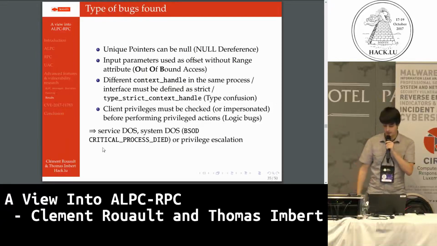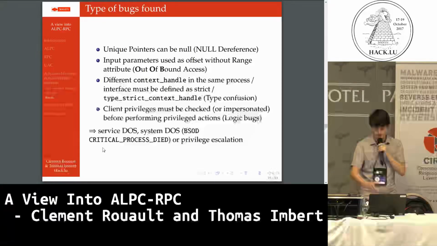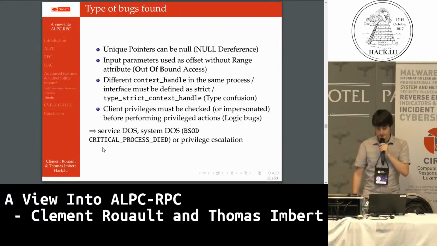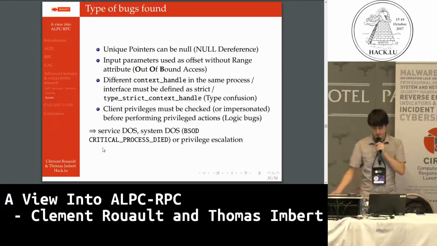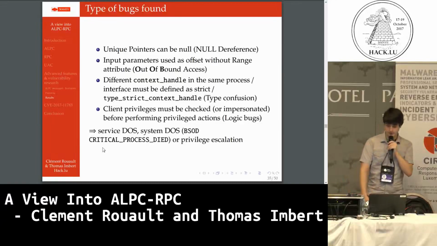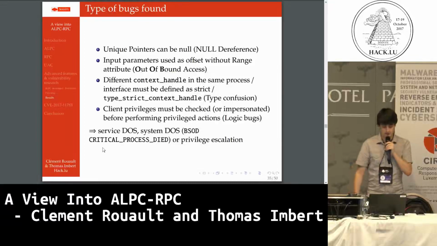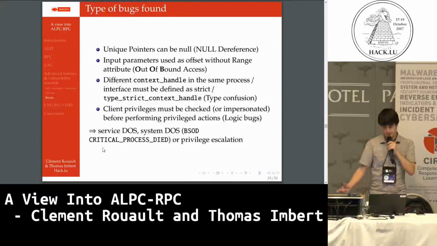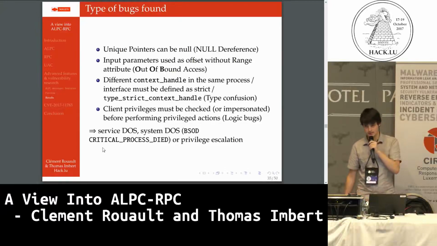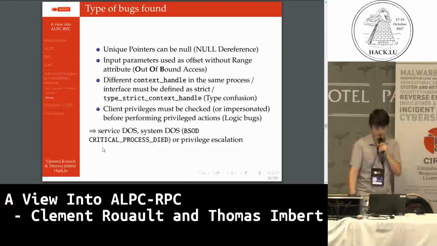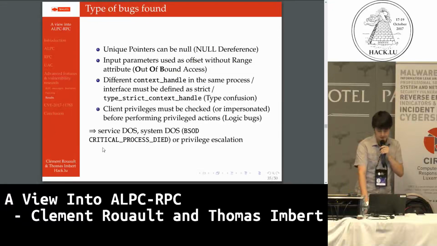Microsoft has a way to fix it using type strict context handle. And we also found some logical bugs because the client privileges were not checked. All of these bugs can lead to service DoS, so a crash in the service, a system DoS with a blue screen if a critical process died because the service was running in a critical process, or even privilege escalation.